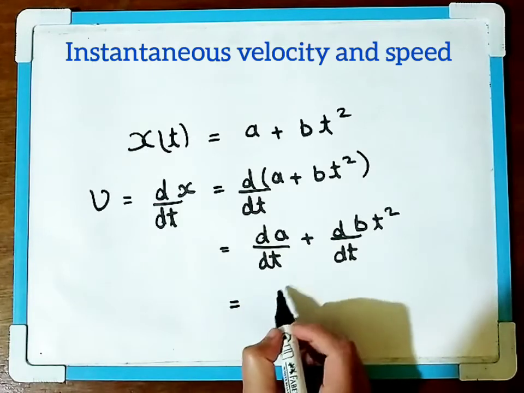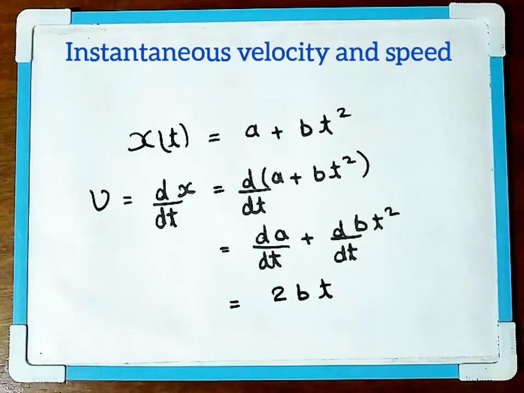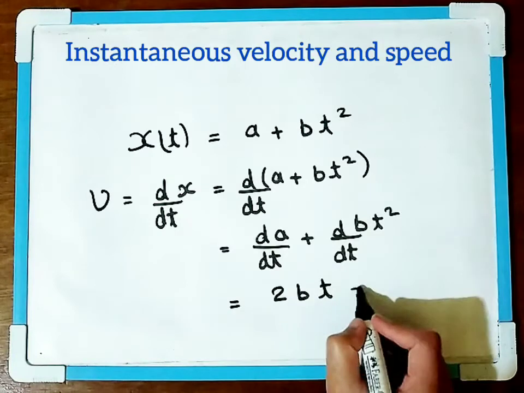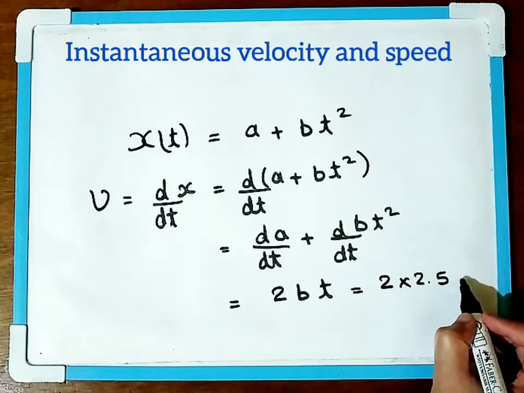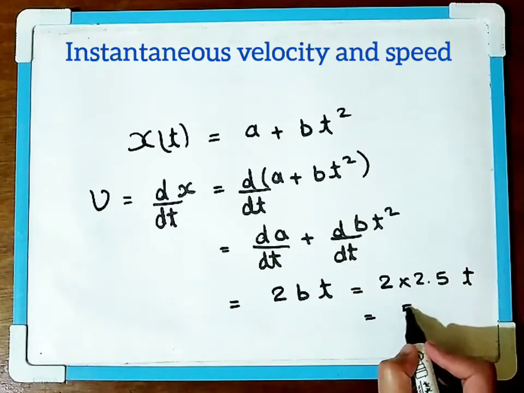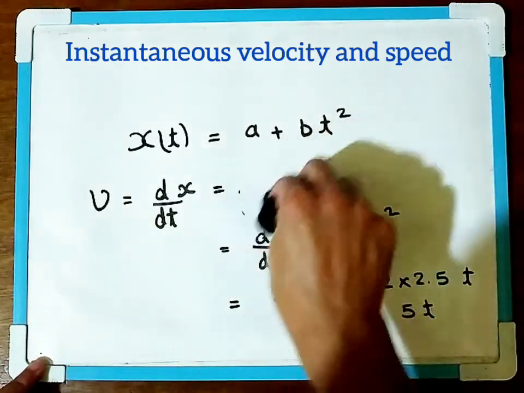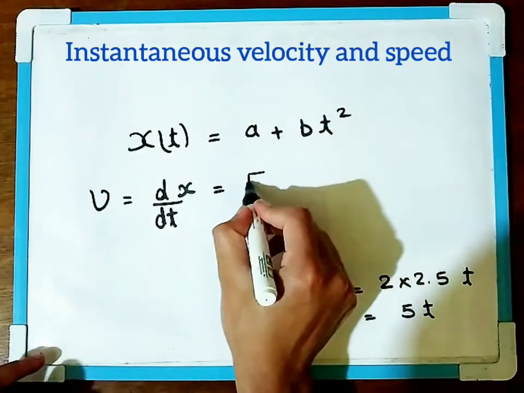So this will be equal to 2bt. Now b is given. How much is b? 2.5. So upon putting the value of b, 2.5, into 2bt, what you will get is 5t. So here your v is equal to 5t. So the instantaneous velocity we found out is 5t.